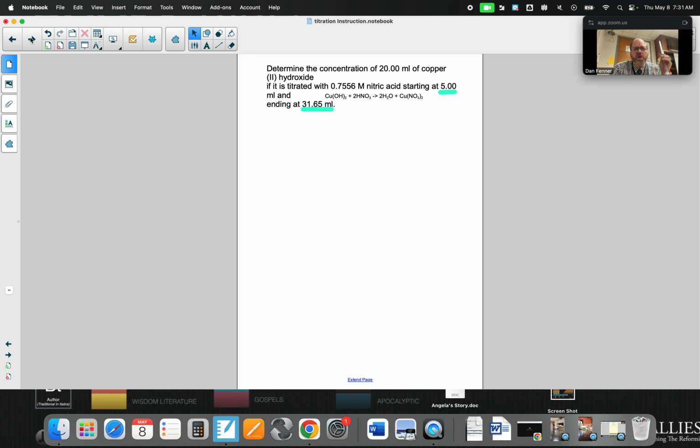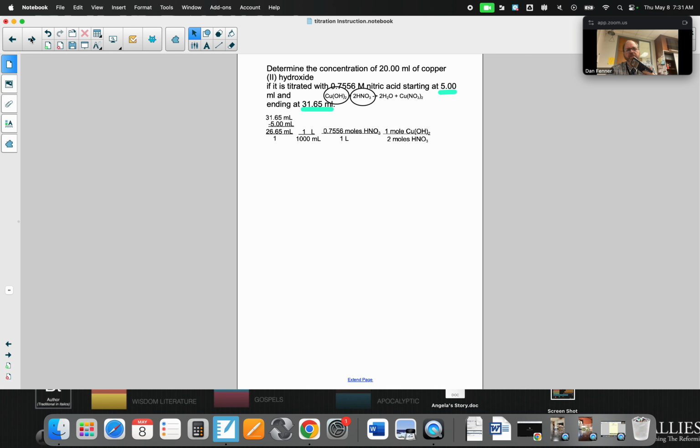What we're going to do is subtract them. So it starts at, ends at. The difference between those gives us the volume we're going to use to titrate that, and that goes over 1. Again, we're going to go to liters. So 1 liter is 1,000 milliliters. Using the concentration, moles per liter. And then from our balanced equation, we know that 2 moles of nitric acid is 1 mole.